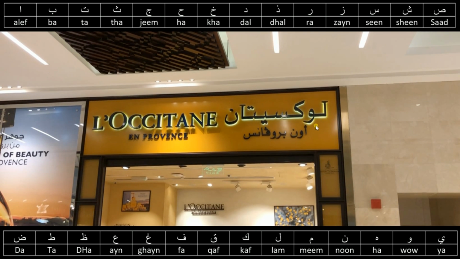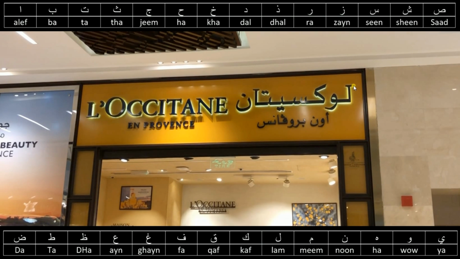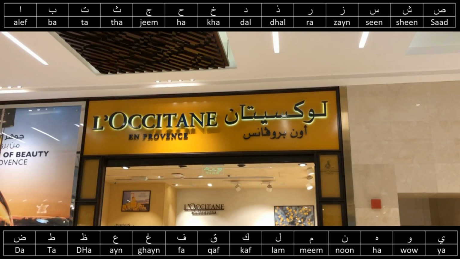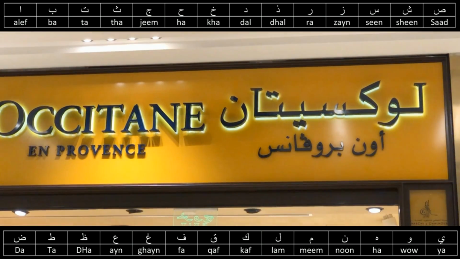L'Occitan. Now, I don't know how many times I've seen this shop in malls and shopping centres around the world and not really known how to pronounce it, but the Arabic really helped me with this because it's spelled out clearly. So L'Occitan. Lam, waw, kaf, sin, ya, ta, alif, noon, and then below en Provence. L'Occitan. I'm not actually sure what they sell. Maybe you could leave a comment and tell me if you do know.